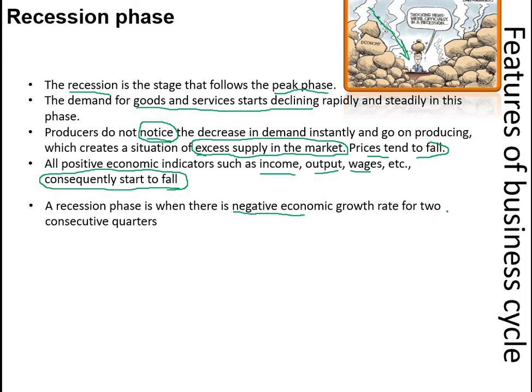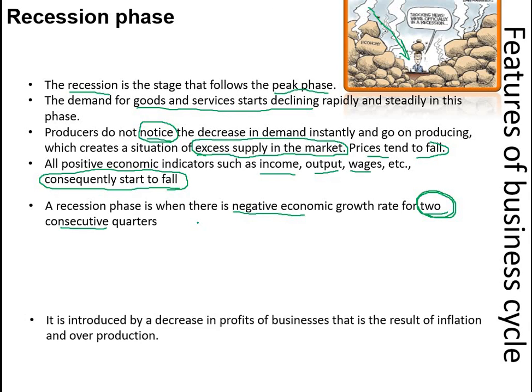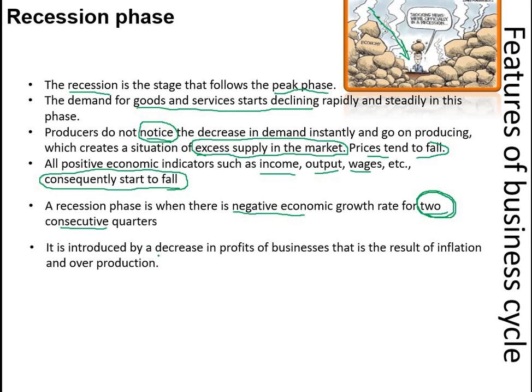Remember, for us to have a recession, we need to have two, ladies and gentlemen. It is very important. The recession does not only occur in one quarter. We need to have two consecutive quarters for the recession to occur. It is introduced by a decrease in profits of businesses. Why is it so? Inflation is high. Prices are going above the inflation target, which is between 3 to 6%.